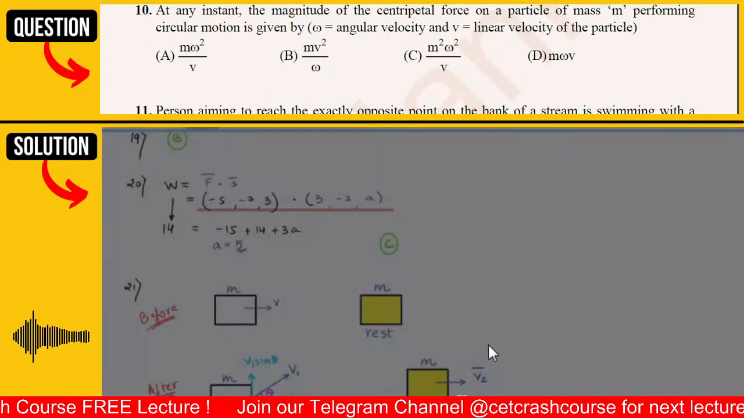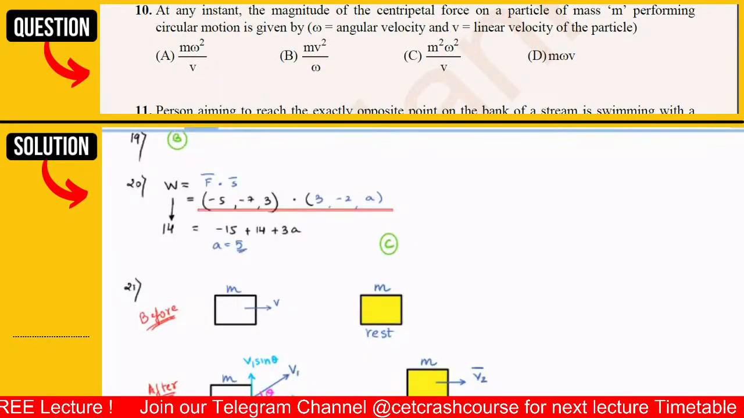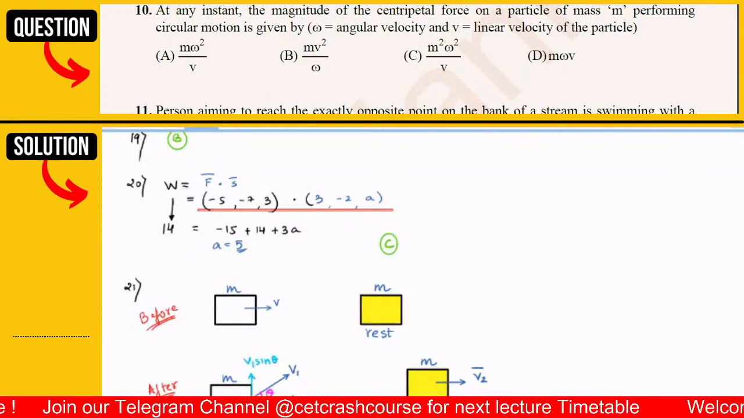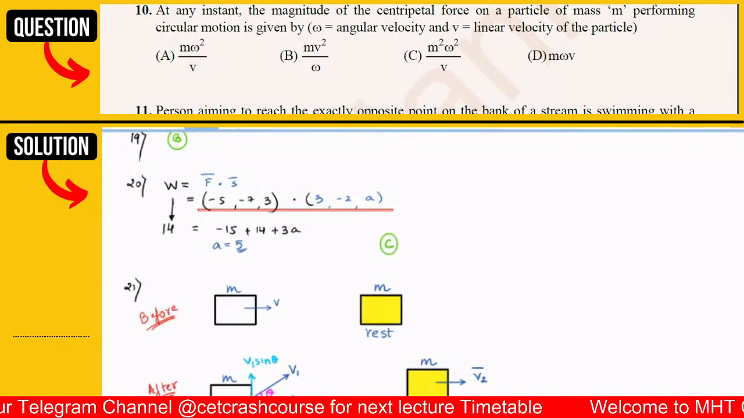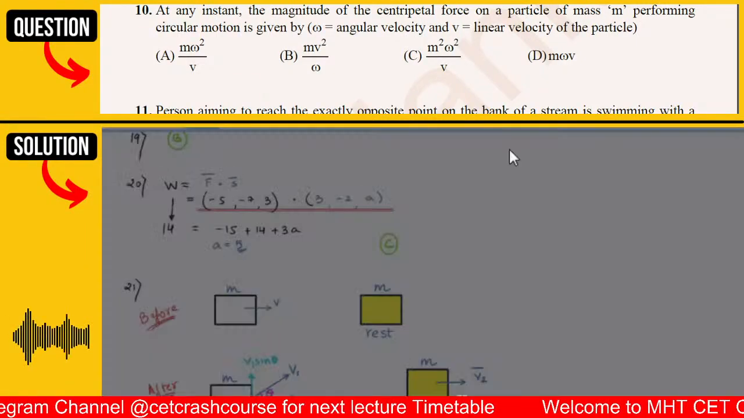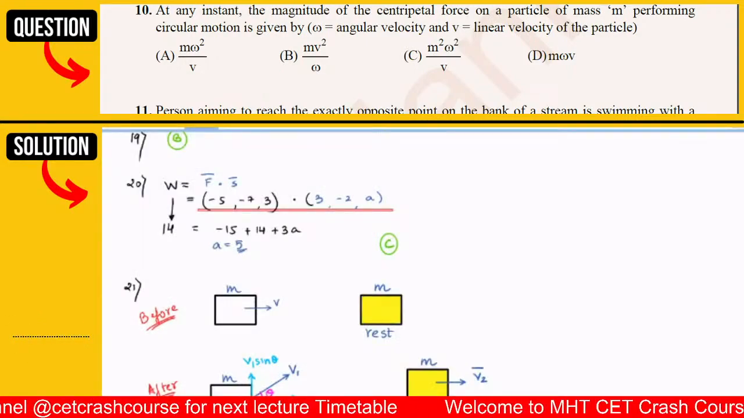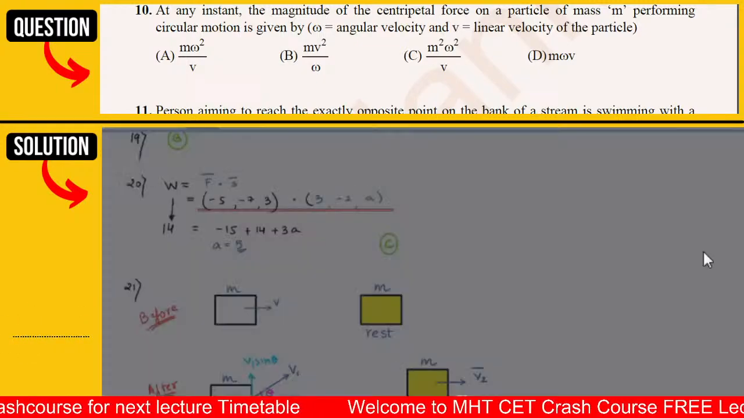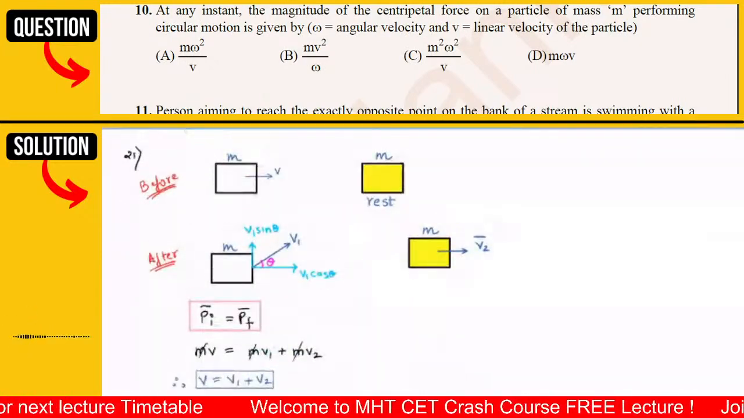Vedant, we cannot use the formula m a into t for the 18th question. You should not use the formula m a into t because we are dealing with vectors. Anyways, let us talk about the 21st question.